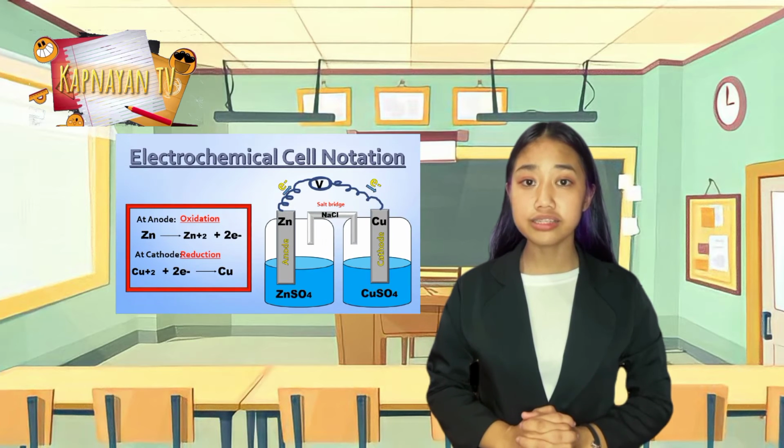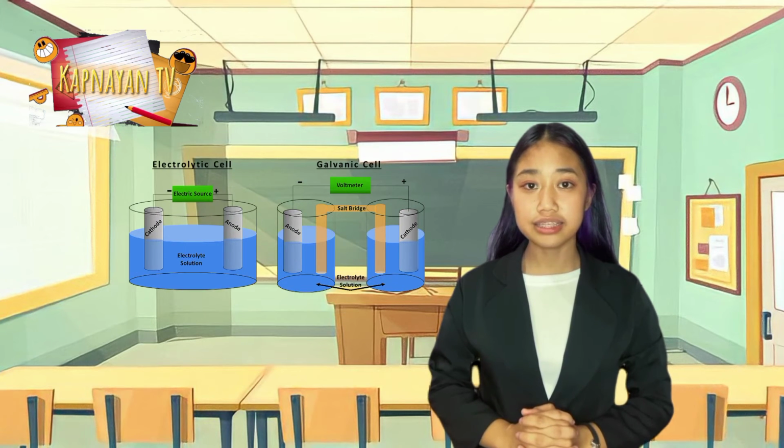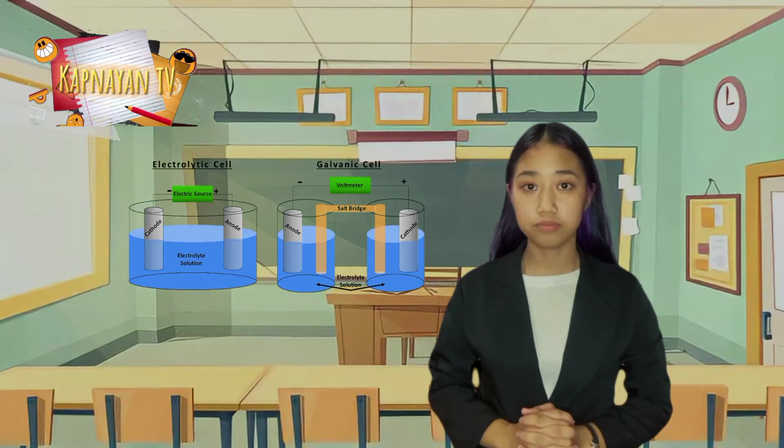An electrochemical cell is a device that generates electricity from a spontaneous redox reaction or conversely uses electricity to drive a non-spontaneous redox reaction, and has two types: the galvanic cell and the electrolytic cell.